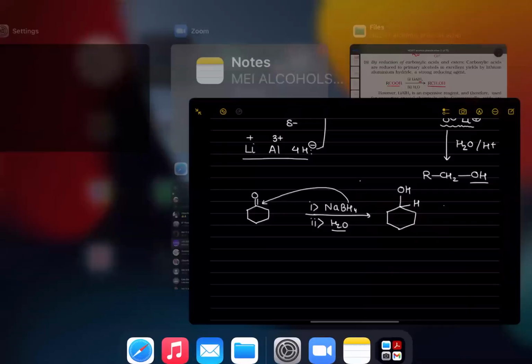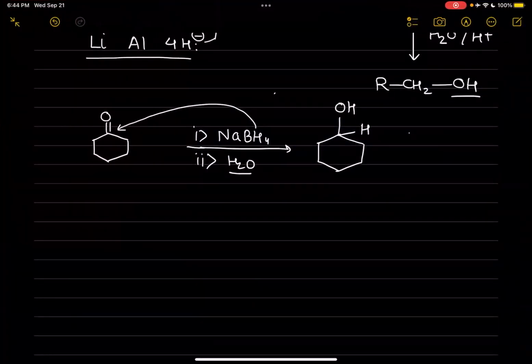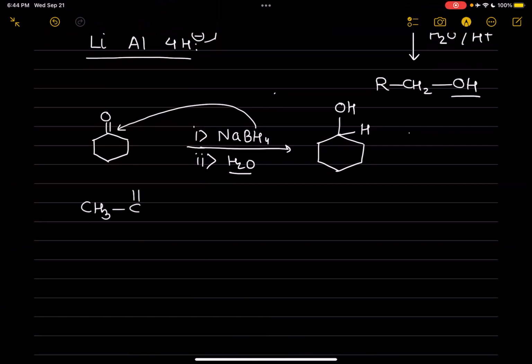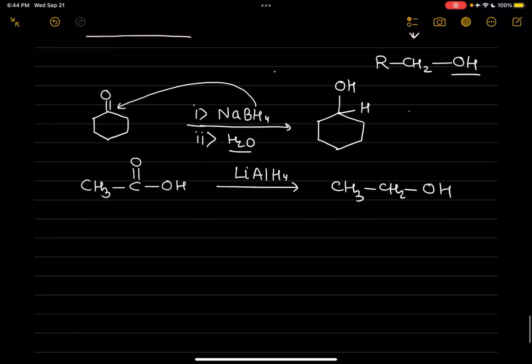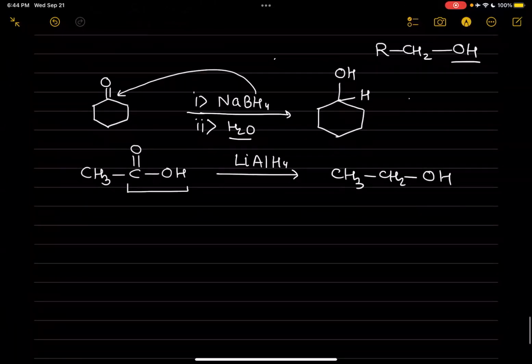So what you can do is, suppose carboxylic acid is there. Carboxylic acid is having a COOH group. You can reduce it with LiAlH4. So it is going to change to CH3CH2OH. Okay. Or esters also you can take.